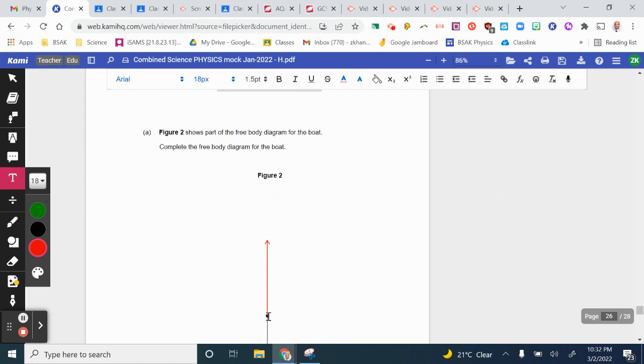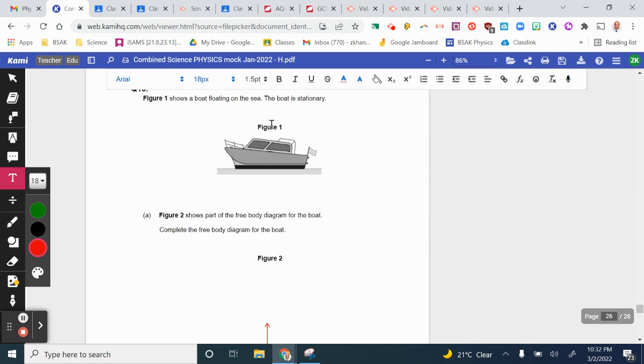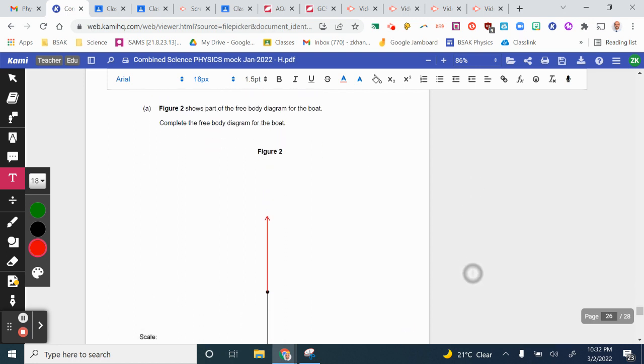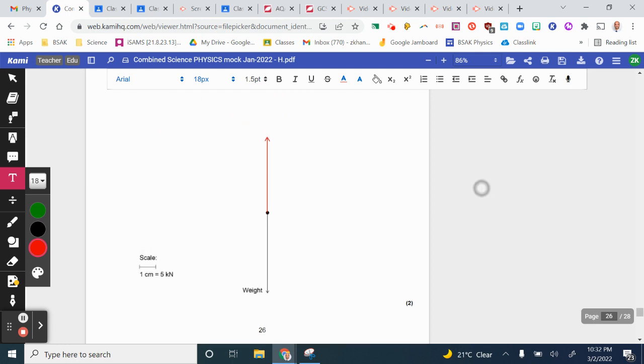Okay, so we know that there is a downward force on the boat, which is the weight, and because the boat is floating, there is an upward force in the opposite direction called upthrust. Now, the question is complete the free body diagram for the boat, and we know that the forces are balanced, so we need to put an arrow on this diagram which is equal in size to the weight and in the opposite direction. And as good practice, we should label that as well as the type of force, upthrust.